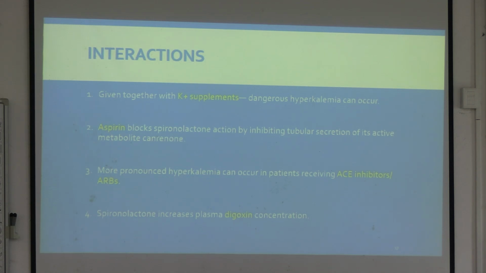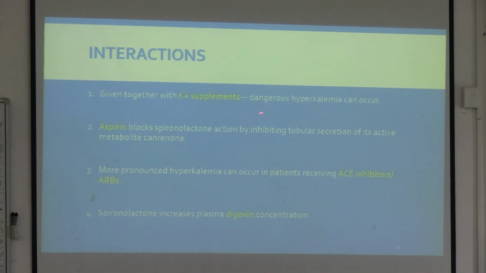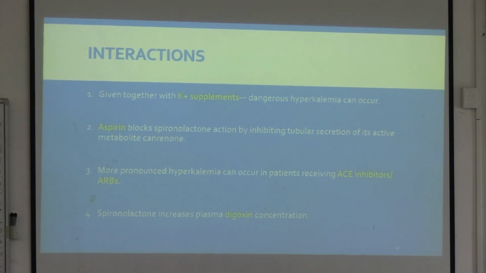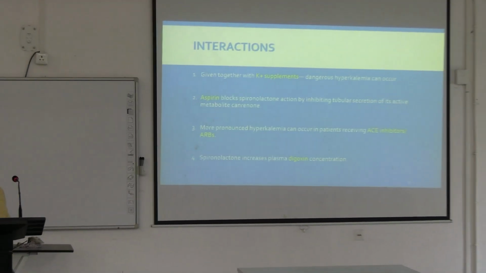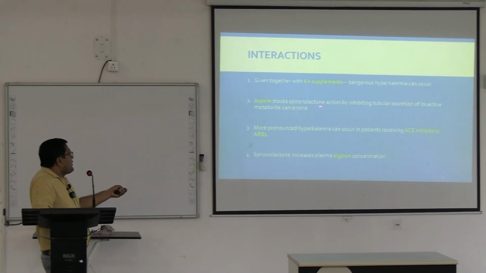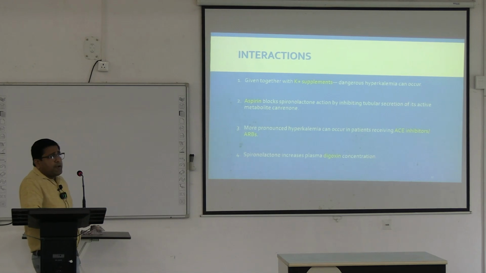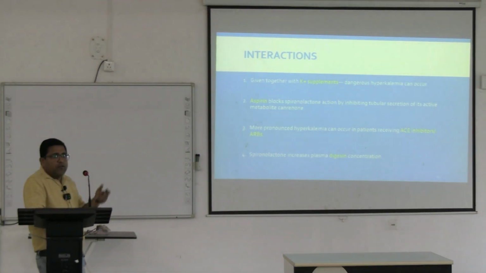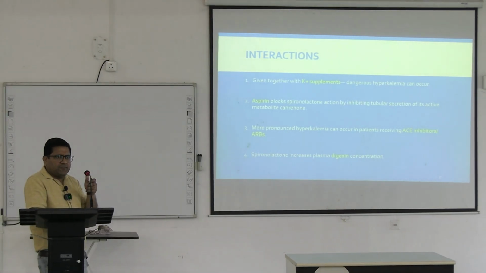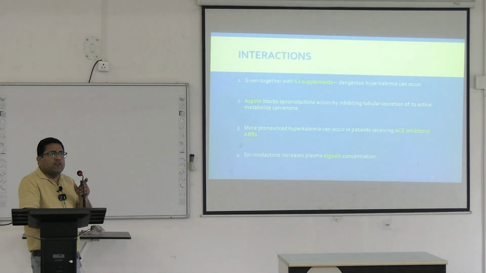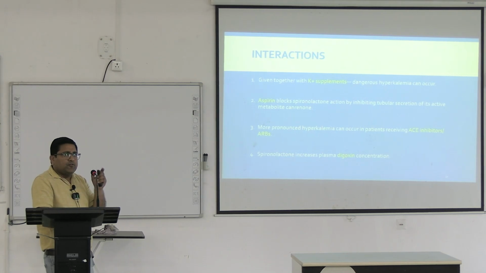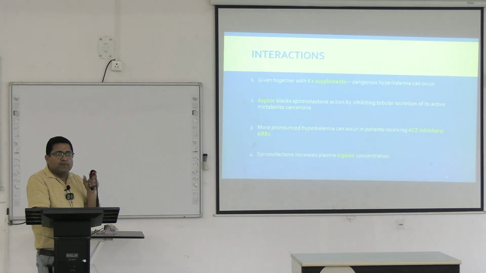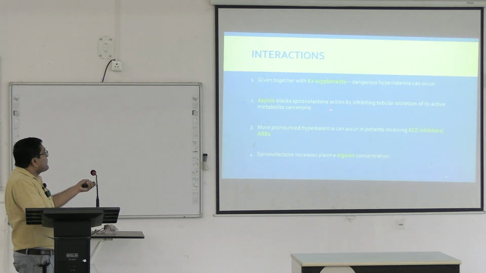Now, interactions. As this drug is causing decreased potassium loss, when given with potassium supplement, dangerous hyperkalemia may occur. Number two, aspirin. Aspirin blocks spironolactone action by inhibiting tubular secretion of its active metabolite canrenone. Canrenone was responsible for half to 2/3 of the action. As the tubular secretion of canrenone is prevented by aspirin, the canrenone concentration increases in the body and thus it is blocking spironolactone action.